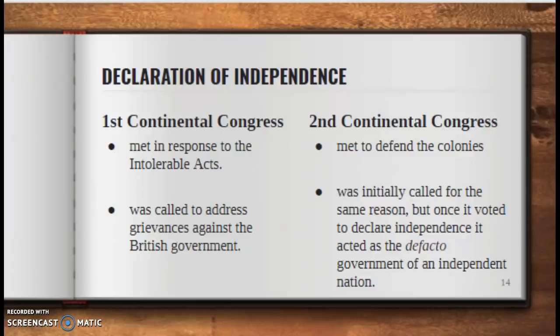But once it was voted to declare independence, it acted as a de facto, which is like informally recognized, government. So it was an informal government of an independent nation. So the Second Continental Congress was the unofficial independent government of the 13 colonies, or the New Americas.